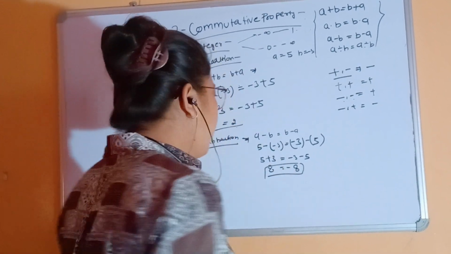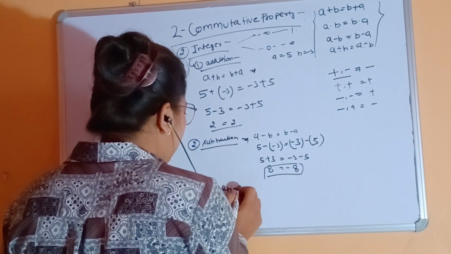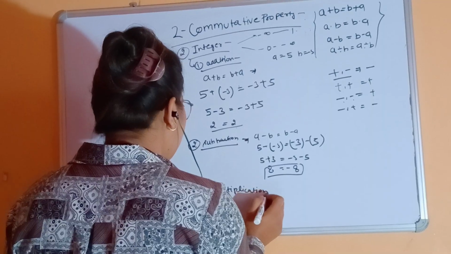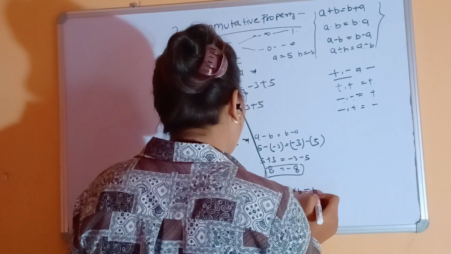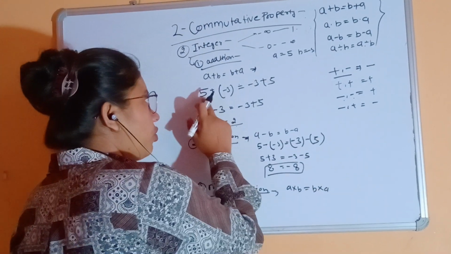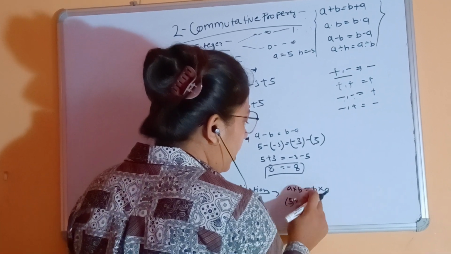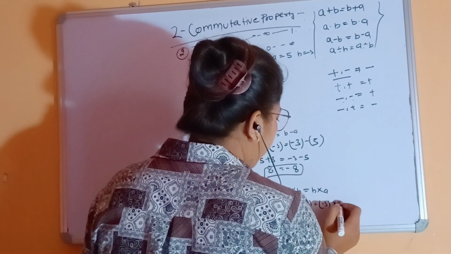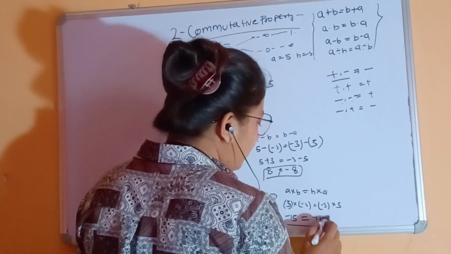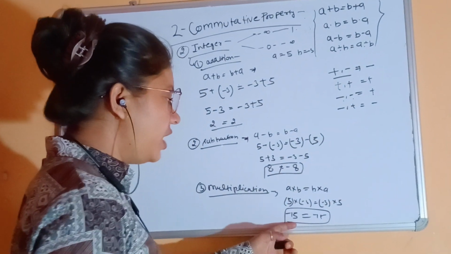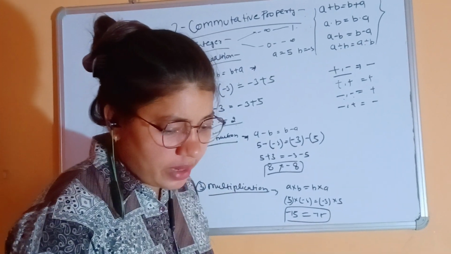Now we take the example of multiplication. Multiplication means a multiplied by b is equal to b multiplied by a. Take the same examples, a is equal to 5 and b is equal to minus 3. Here the value comes to minus 15 is equal to minus 15. We easily understand that LHS is equal to RHS. So multiplication holds the commutative property in the example of integers.